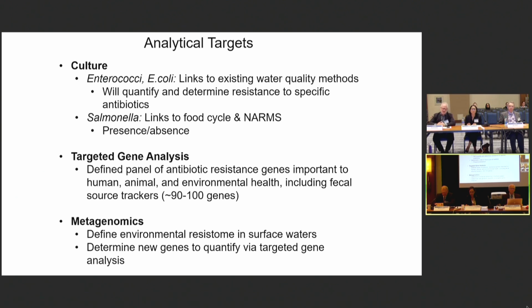We also did targeted gene analysis because culture is limited in nature. The culture work only allows you to look at several targets, but with gene analysis, you can look at up to 100. That's our plan for ARGs. And in addition to that, we look at fecal source trackers so we can relate the antimicrobial resistance to different sources of fecal pollution in the environment. And then finally, looking at metagenomics as well to get a broader view of the resistome in surface water, maybe define improved targets for further work on targeted gene analysis and maybe different criteria.